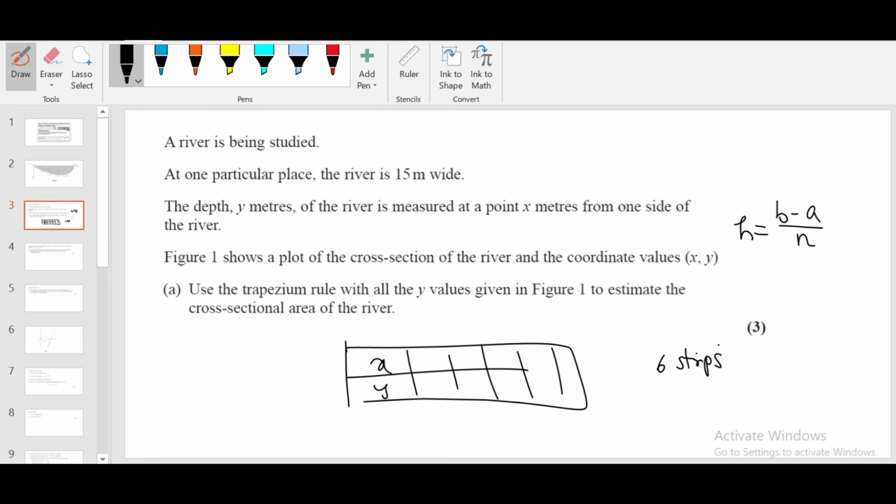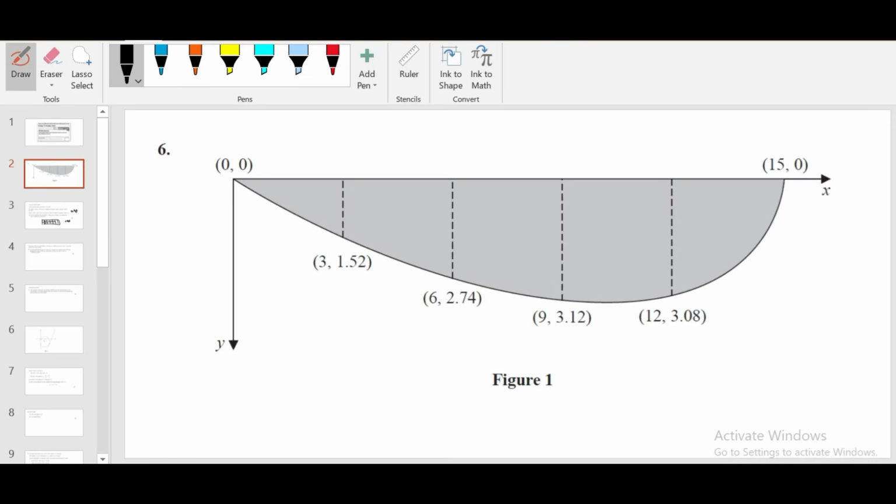But let's look at the figure here. This is 0 to 3, 3 to 6, 6 to 9. Look at the x coordinates. 9 to 12, 12 to 15. That tells us h is equal to 3. You need to mention h. So you will get 1 mark for this. You have to mention h.